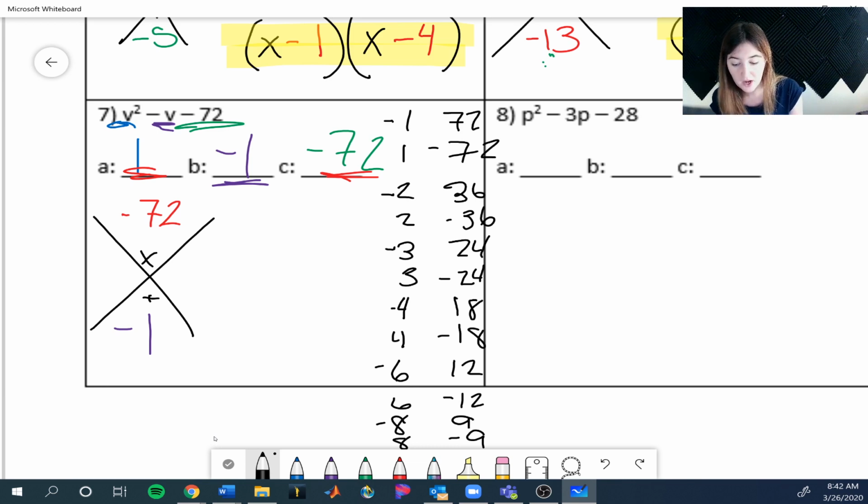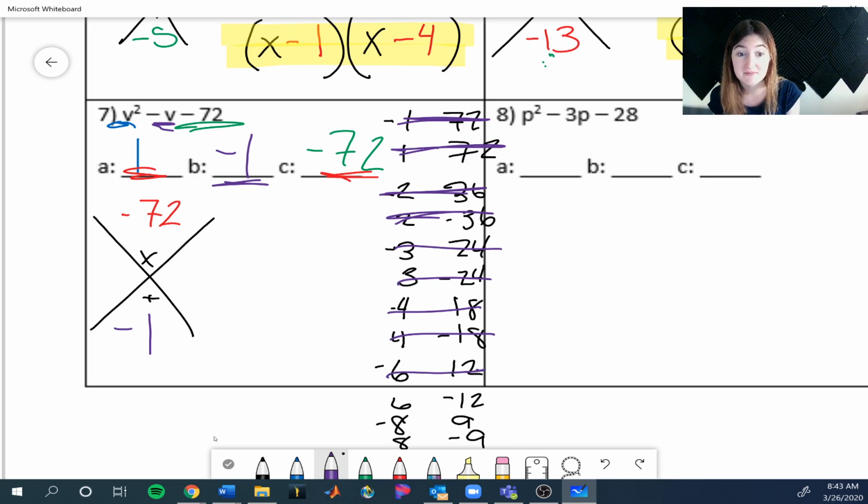All right. So I'm looking for which one of these, when I add them together, is going to give me negative 1. Well, let's see. This guy right here is not going to be negative 1. Neither is this one or this one. 2 plus negative 36. Negative 3 plus 24, 3 minus 24. Negative 4 plus 18, 4 minus 18, negative 6 plus 12, 6 minus 12. All right, that leaves me with negative 8 and 9 and 8 and negative 9.